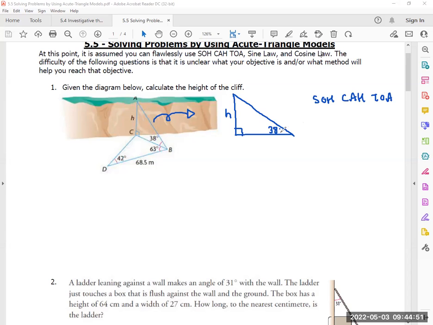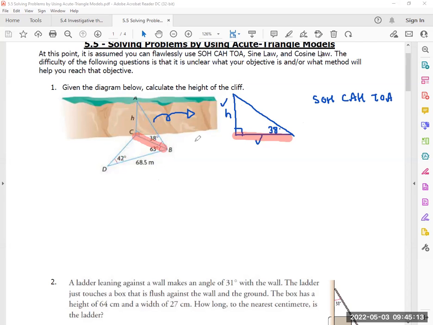Possibly. But if I wanted to use TOA, what do I need? I have the opposite here. That's what I'm looking for. I would need this side, right? This side right here, let me highlight it in red, is right here. How do I get information on that side? By doing another triangle. Yeah.